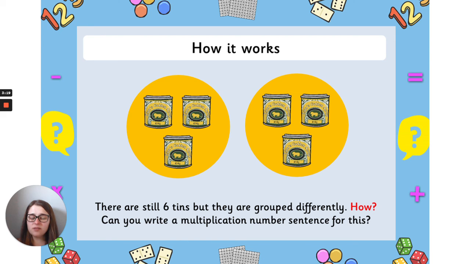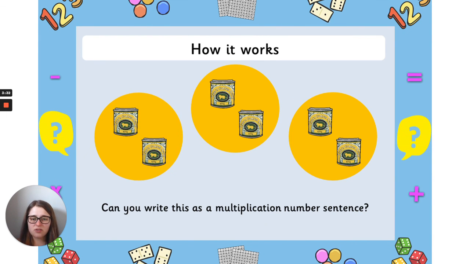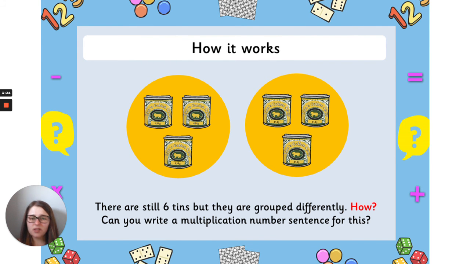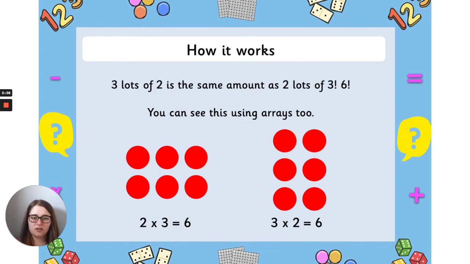So if we swapped it around, here we've got 2 groups of 3. So there are still 6 tins, but they are grouped differently. Can you write this as a multiplication number sentence? So on the other one, you had 2 times 3, but on this one, what would you have this time? Okay, so you're right. 3 lots of 2 is the same amount as 2 lots of 3.